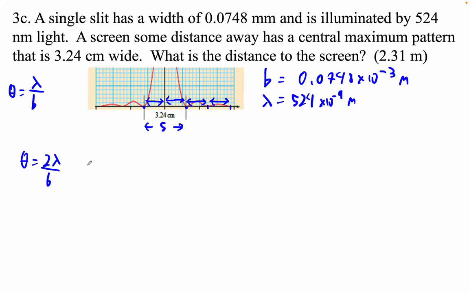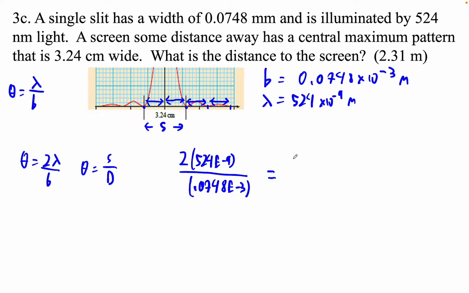That angle is also going to equal, as it always does in these problems, s over d, right? Distance on the screen over distance to the screen. So we'll just set these two equal. So 2 times 524 over 0.0748 is equal to the distance on the screen, 0.0324, divided by the distance to the screen, which we don't know, right? So we can solve for this.